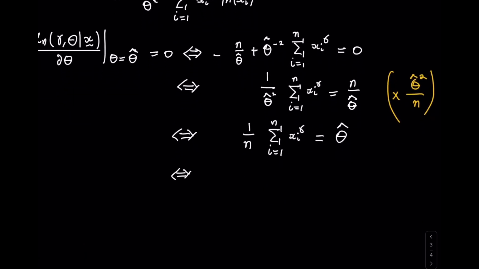Or, alternatively, we can write theta hat is equal to xi to the gamma bar, where xi to the gamma bar is by definition the average value of xi to the gamma. It's a bit of a shorthand definition, but so be it.